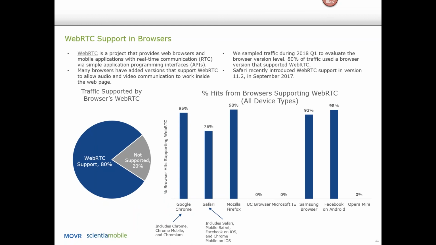Well, what we wanted to look at specifically was WebRTC, or real-time communications, which is basically an API that is built into some of these modern browsers. Chrome was probably the first to adopt it.